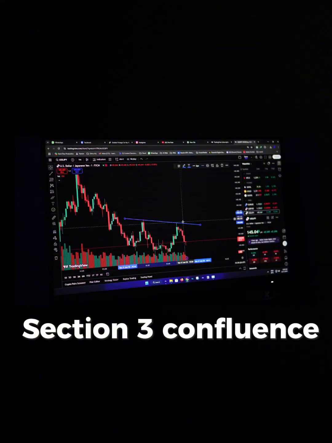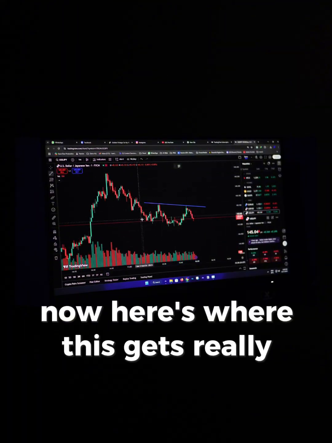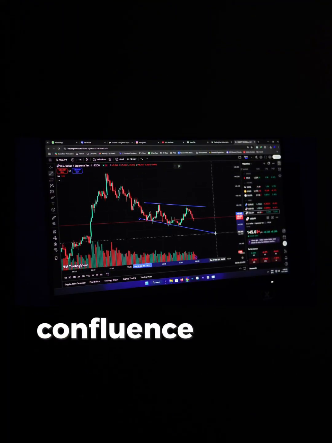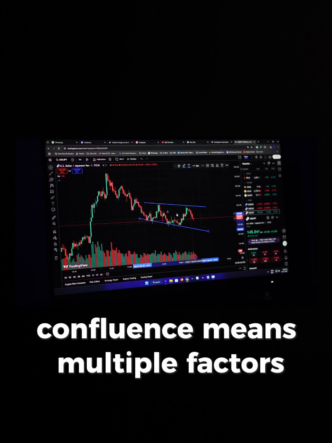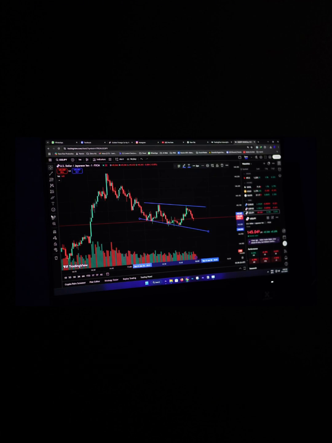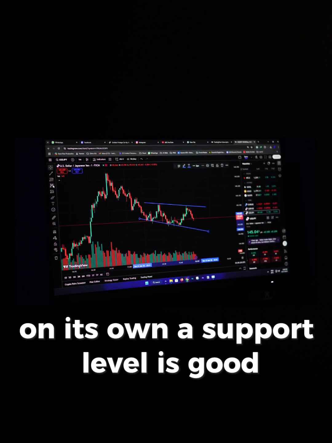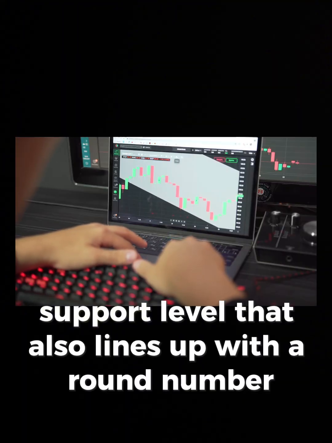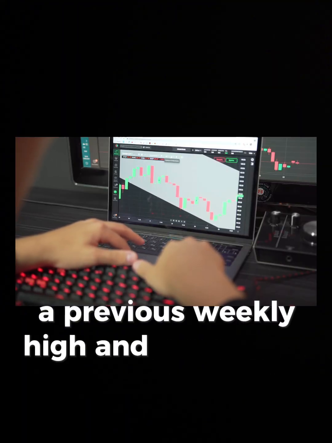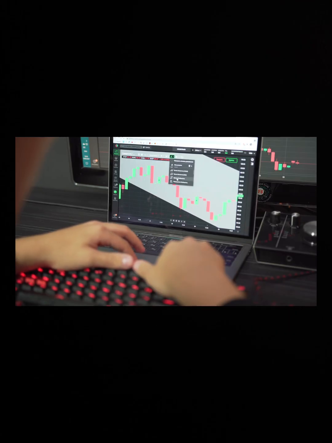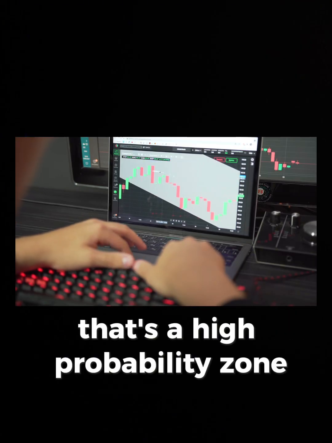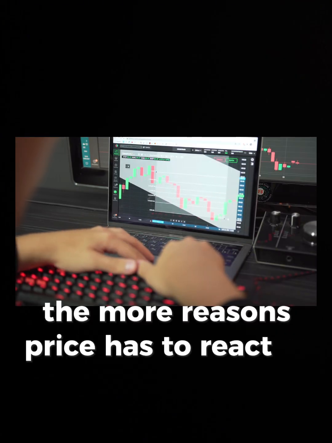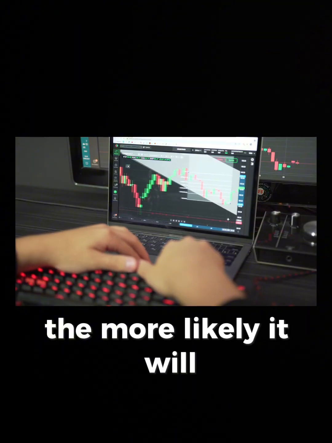Section 3, Confluence Zones. Now here's where this gets really powerful, confluence. Confluence means multiple factors lining up at the same price level. On its own, a support level is good, but a support level that also lines up with a round number, a previous weekly high, and a Fibonacci retracement, that's a high probability zone. The more reasons price has to react at a level, the more likely it will.